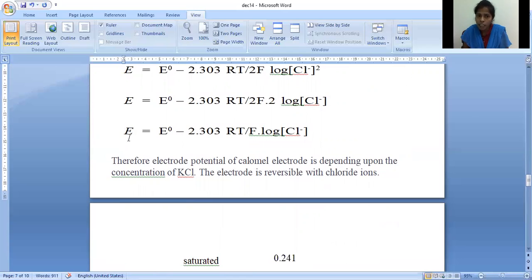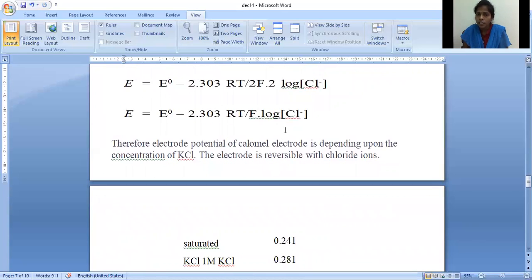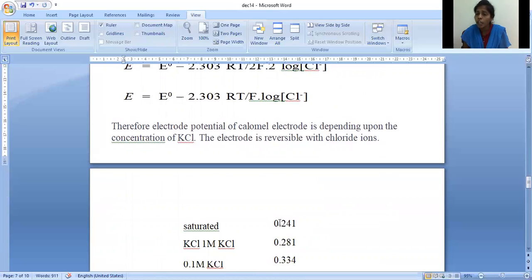See here, this electrode potential value always depends on the potassium chloride concentration. If we don't have the Cl minus, it does not depend on the concentration. But here, the electrode potential always varies with changes in the concentration of potassium chloride. If we use saturated potassium chloride, the E value is 0.241. That is the electrode potential of the saturated calomel electrode.